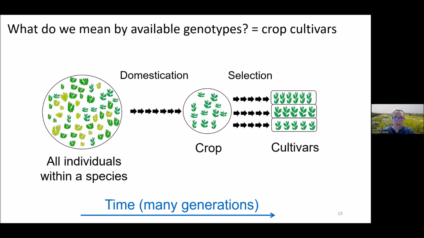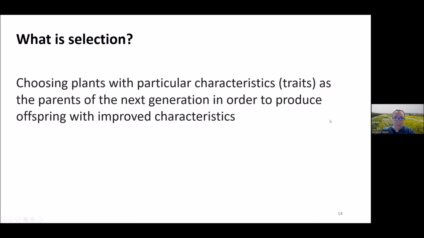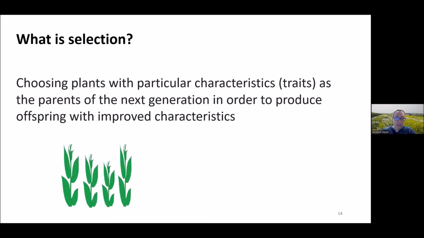day crop cultivars. The main effect that has allowed us to go from this extremely high genetic variation to start with to these homogeneous higher yielding cultivars is the principle of selection. So selection is simply choosing plants with particular characteristics or traits as the parents of the next generation in order to produce offspring with improved characteristics. So we always want the next generation to be better than the previous generation.